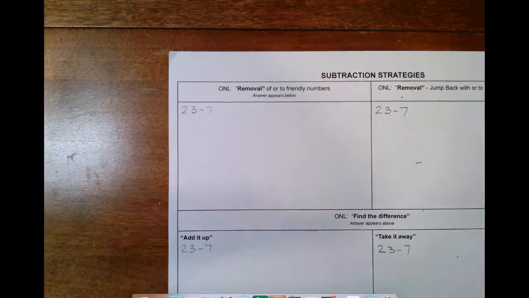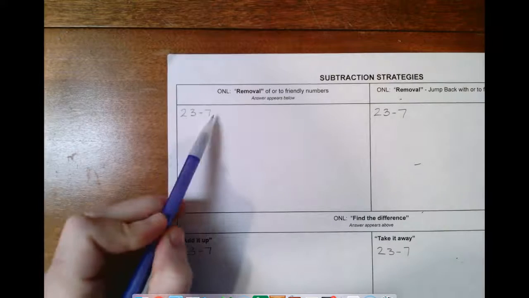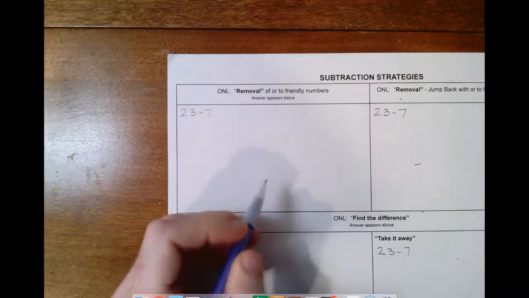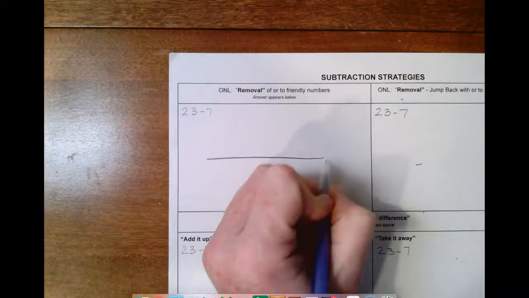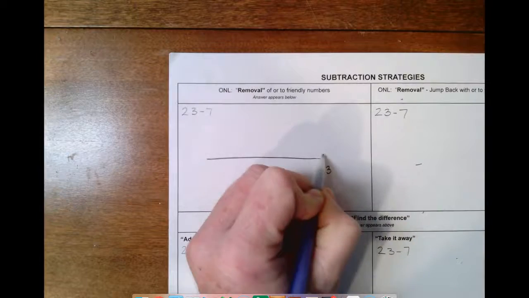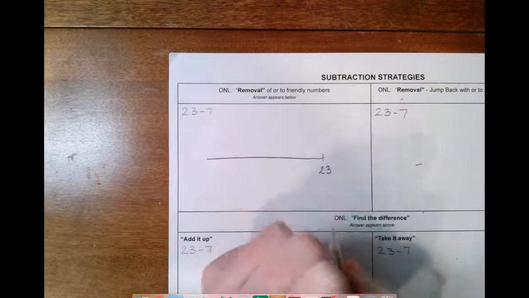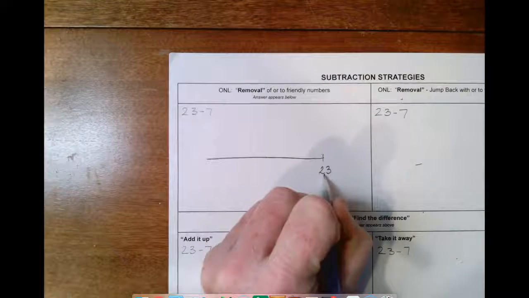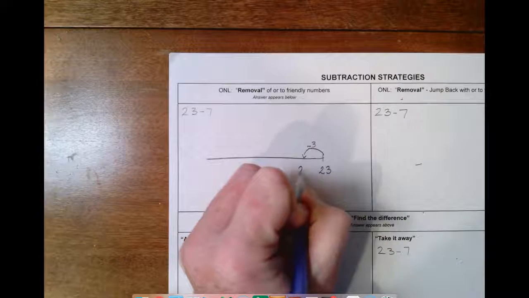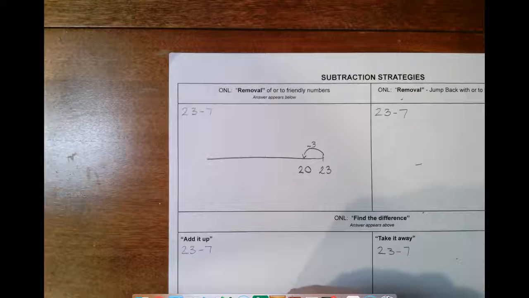All right, so here we're going to go, again, we'll go ahead and model these on the number line. So with this, we're going to think about 23 minus 7 as the removal of 7 from 23. So on the number line, we're at 23, and we need to remove 7. So removal of, or two friendly numbers. So let's see, if we want to get to a friendly number of 20, we're going to remove 3, which gets me to 20. So I remove 3, I need to remove 4 more.